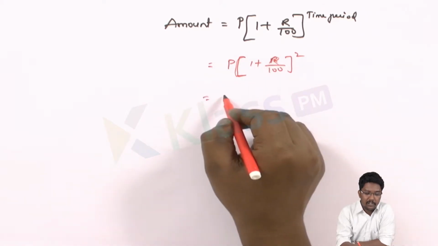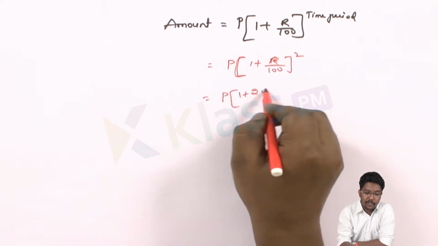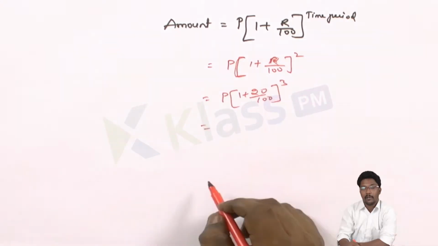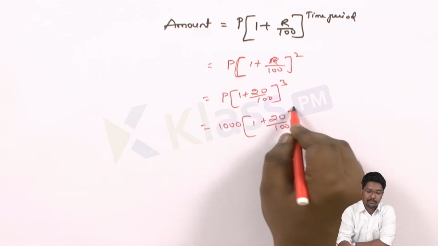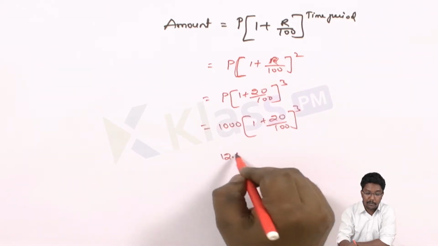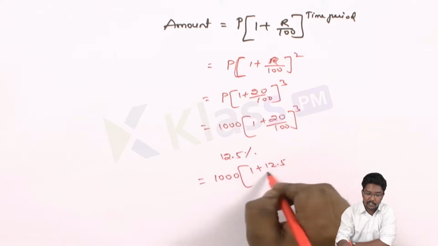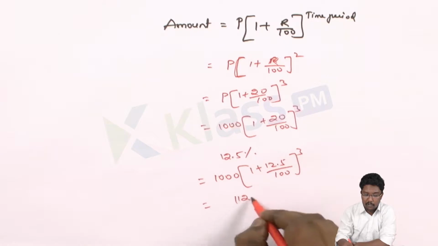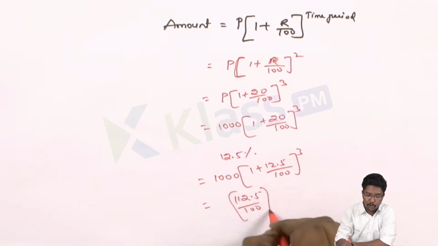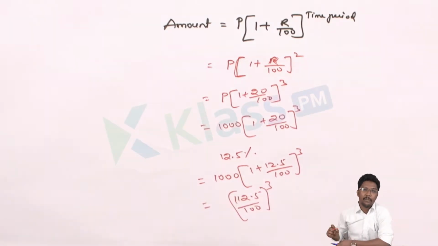Let us consider 20% as my rate of interest. So 1 plus 20 by 100 for 3 years. Principal is 1000 rupees, 1 plus 20 by 100 whole cube. Or my rate of interest is 12.5%: 1000 into (1 plus 12.5 by 100) whole cube. Then you have to consider 112.5 by 100 whole cube. Then how will you solve this type of questions? If the rate of interest is in decimal values, how will you solve it?